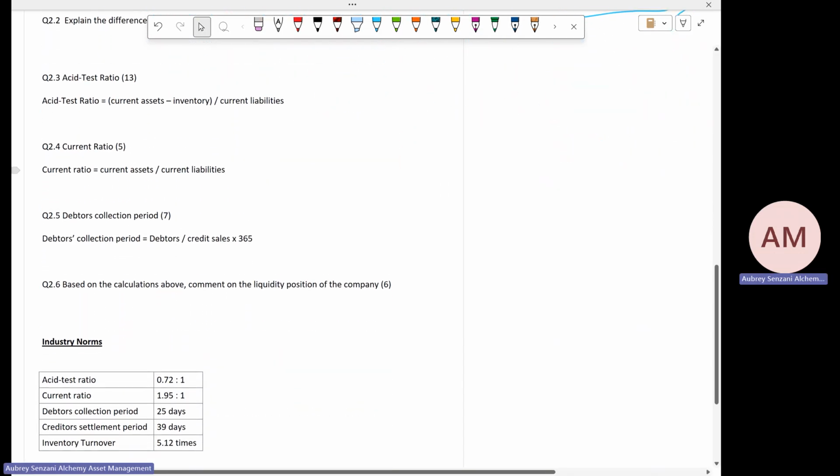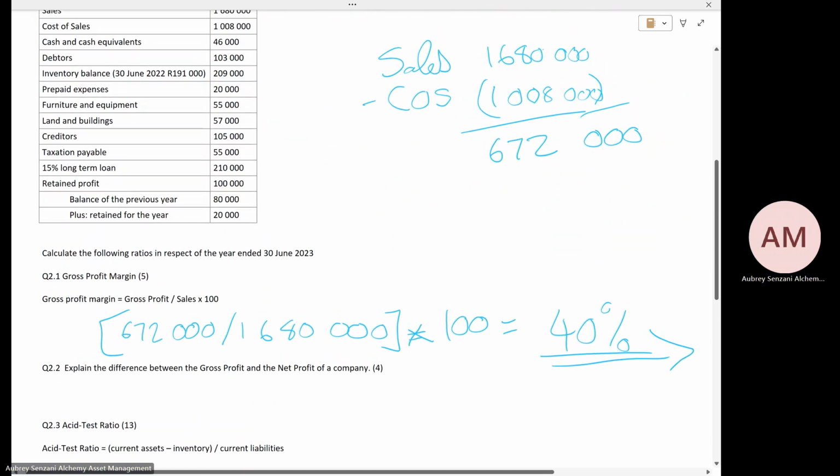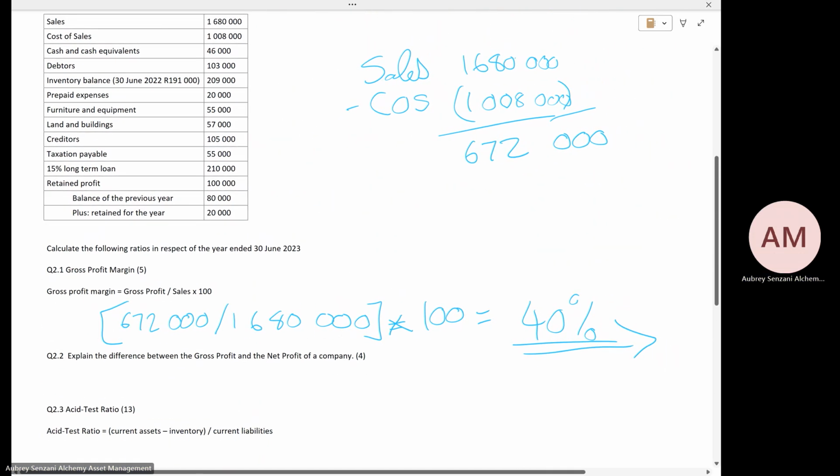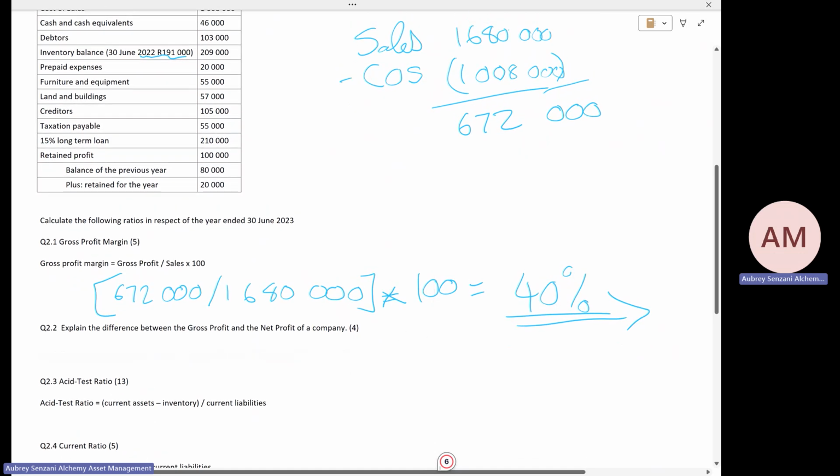Okay, right. Then also here, you've got your asset test ratio. And we know that's current assets minus your inventory divided by your cost of sales. Okay, so yeah, so here you're going to take the inventory at the end of the period. Can you see they gave us 30 June 2022? That's not what we're going to use. We have to use the 209,000. Is that what you guys did? Oh, sorry, that's inventory. I forgot about the current assets.